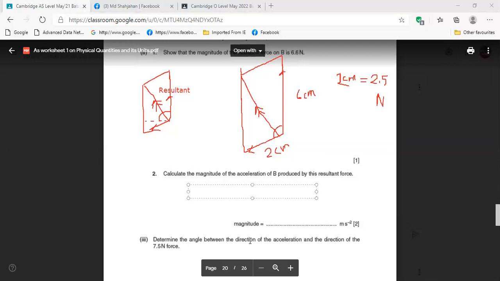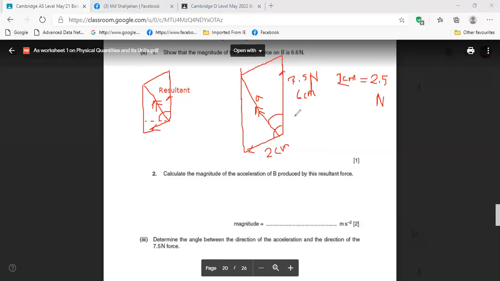So acceleration works towards the direction of the resultant force, isn't it? Now you see, in your diagram you can find this with the protractor. So it is our acceleration direction because it is the resultant, and it was our 7.5, isn't it? So they are asking you to find the angle between the 7.5 Newton force and the acceleration. So what is the angle?